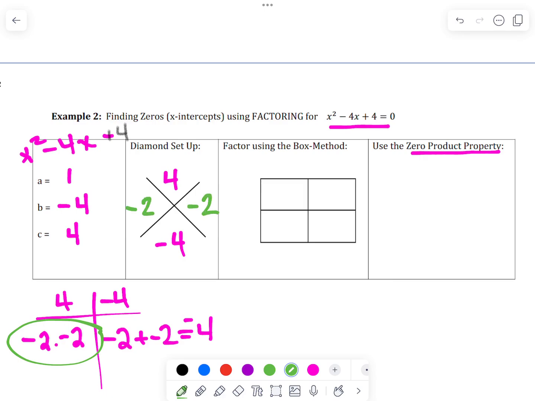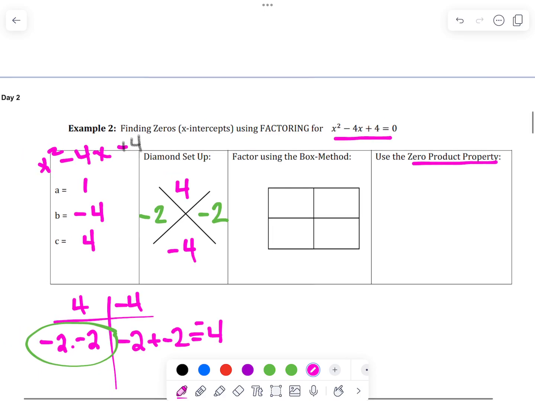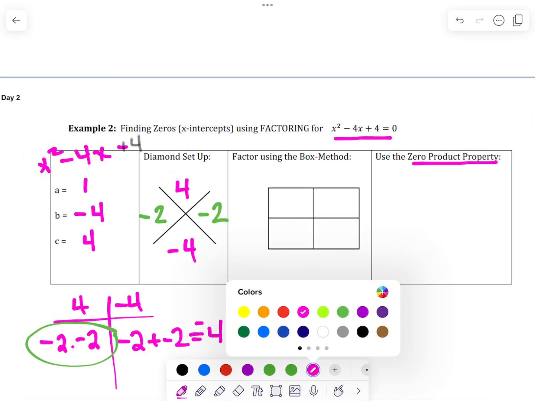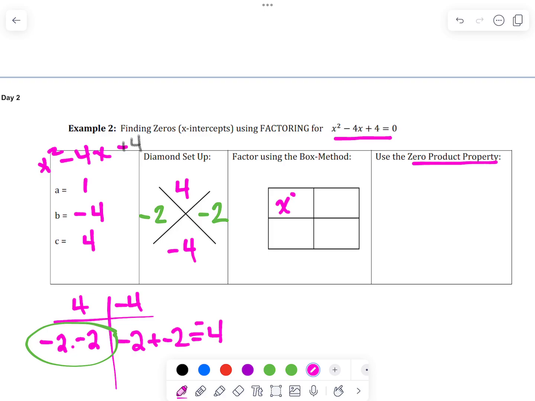-2, -2. Now I'm going to set up the box. The first term is going to be your x squared term. The bottom right is going to be your constant, c. Then the sides of the diamond are going to be your last two terms with the x.